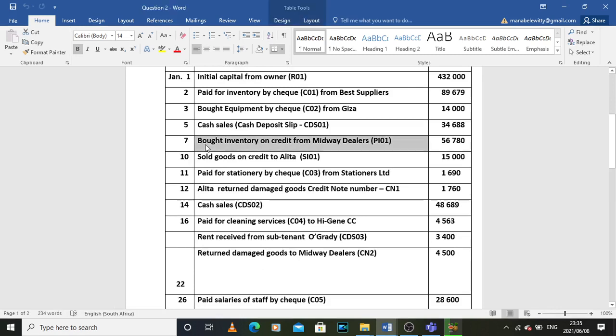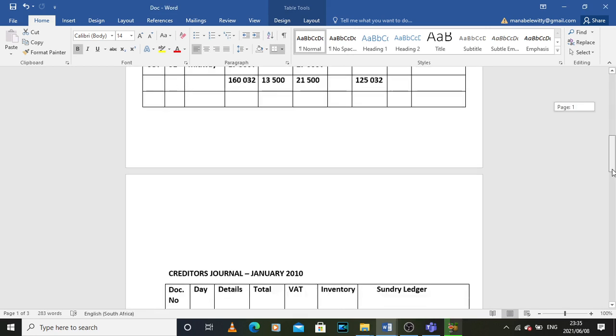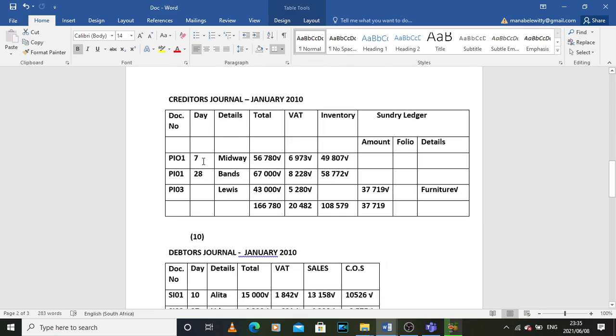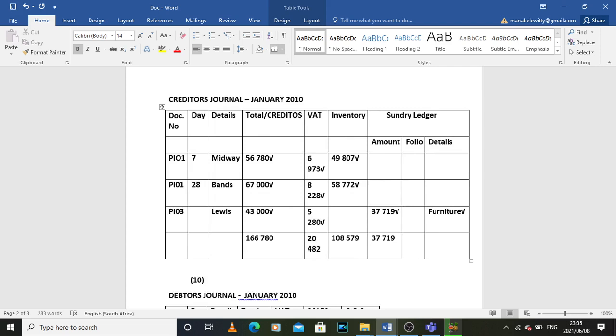You bought inventory on credit from Midway Dealers. Yeah. So since you bought on credit, you didn't pay. So if you didn't pay, you must go straight to your creditors journal, because you bought on credit. How do you record it? Date number 7, PI01, Midway. You put all the amount that you bought things for. It's either your totals or your creditors control.